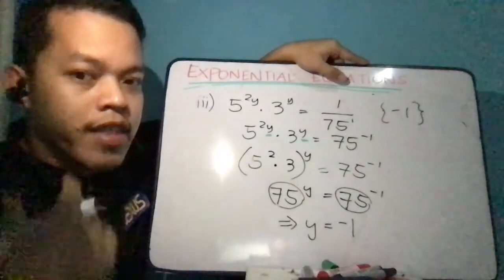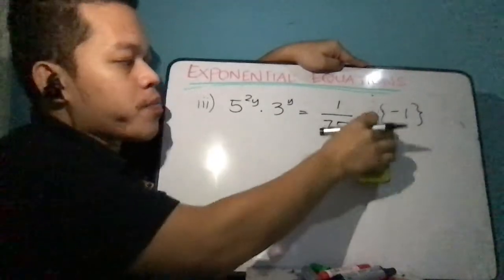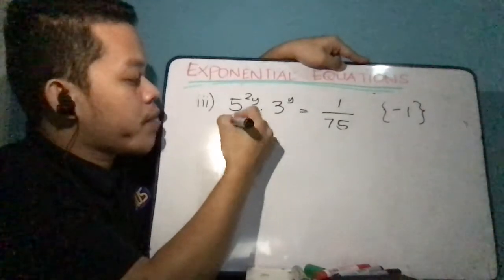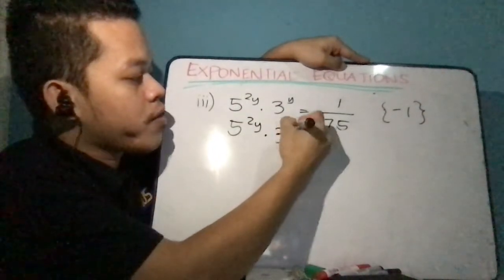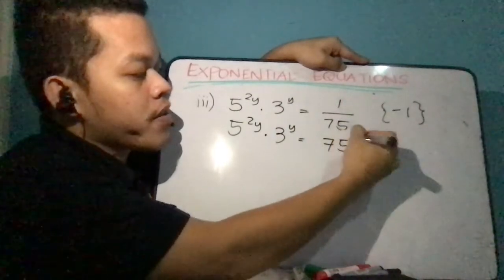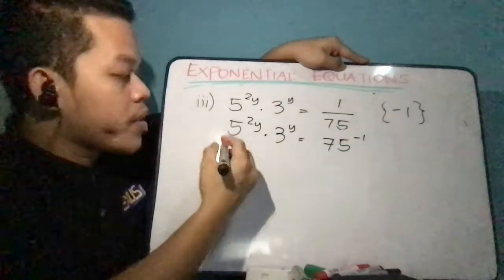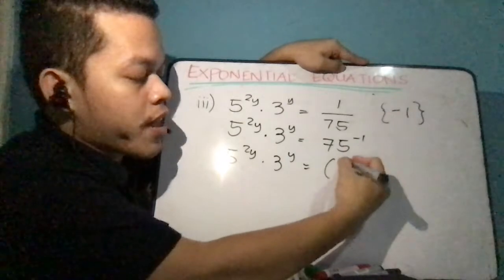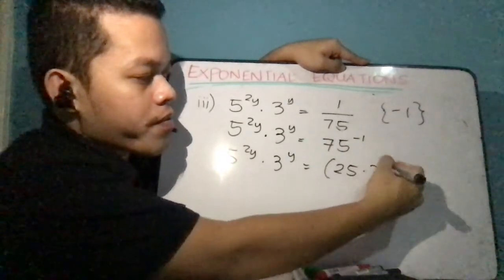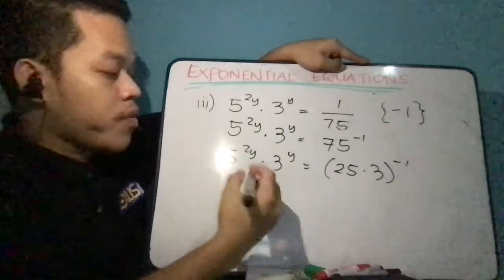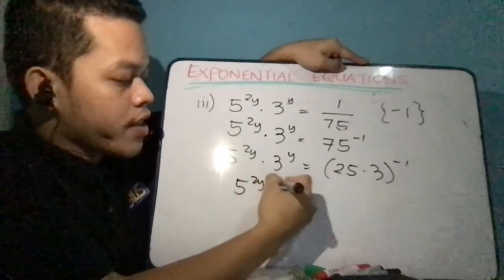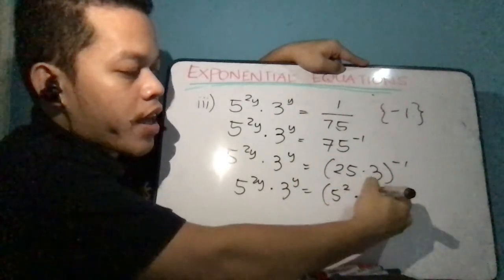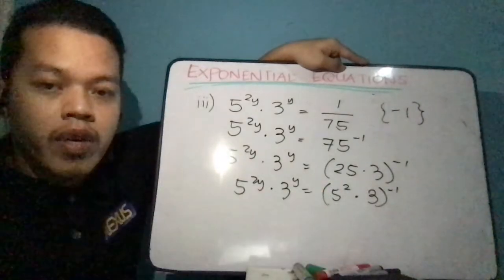Let's try to explore. This time, we're simplifying the expression 1 over 75 instead of these two. So that means we can copy this as 5 to the 2y times 3 to the y equal to 75 is still 75 to the negative 1. Okay? But you can actually transform 75 into 25 times 3 to the negative 1. And once you do that, you can have 5 to the 2y times 3 to the y is equal to 5 squared times 3 to the power of negative 1.